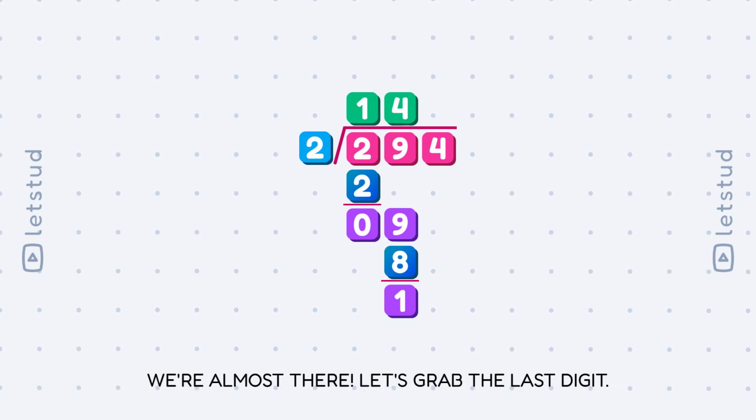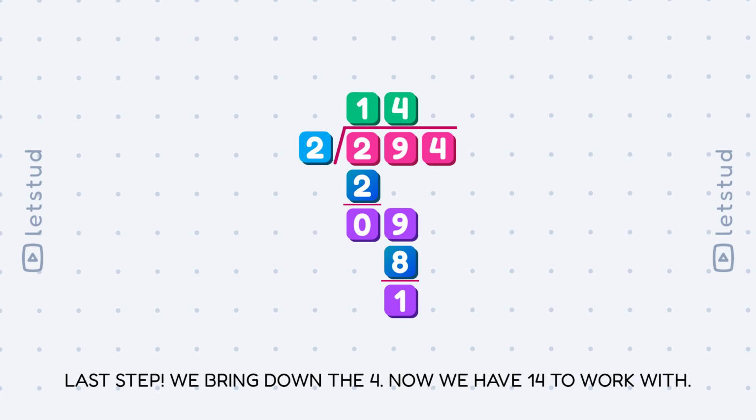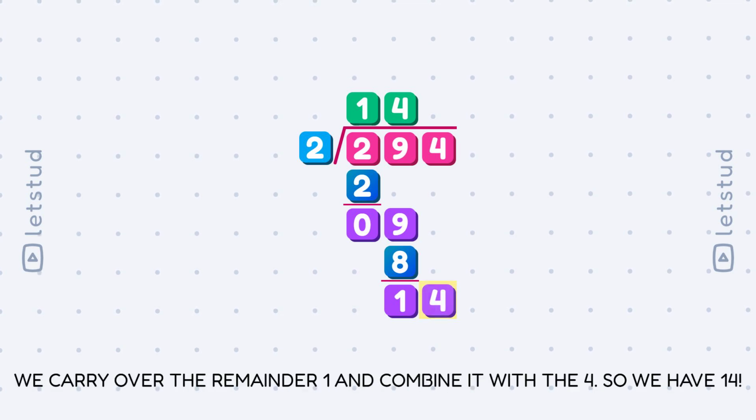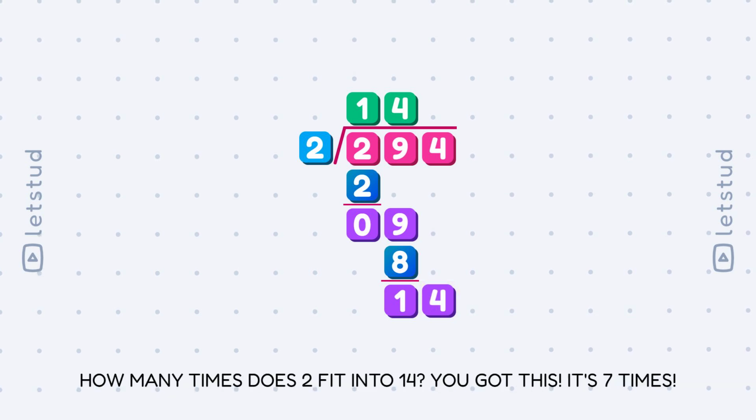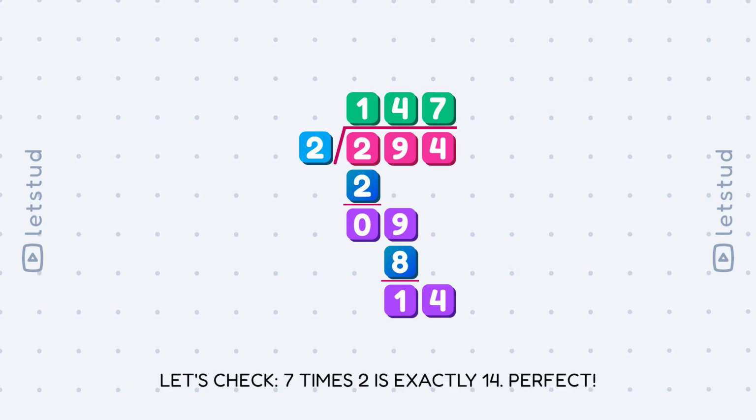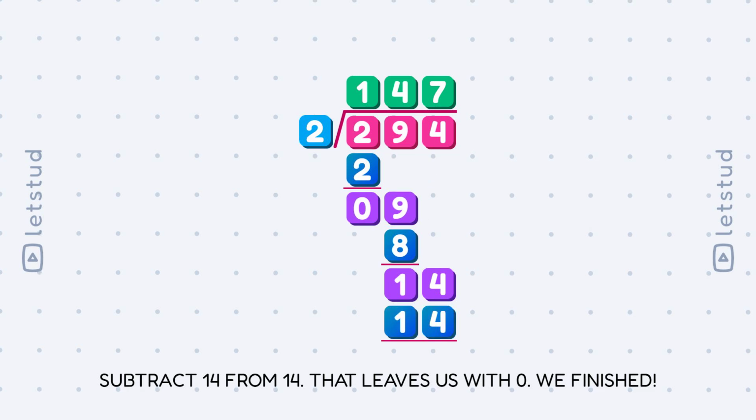We're almost there, let's grab the last digit. Last step, we bring down the 4, now we have 14 to work with. We carry over the remainder 1 and combine it with the 4, so we have 14. How many times does 2 fit into 14? You got this, it's 7 times. Let's check, 7 times 2 is exactly 14, perfect. Subtract 14 from 14, that leaves us with 0, we finished.